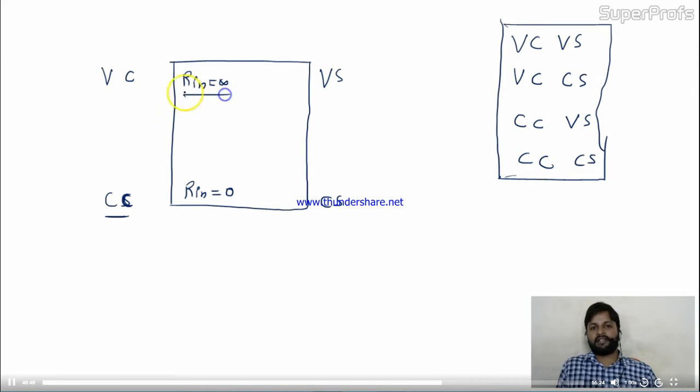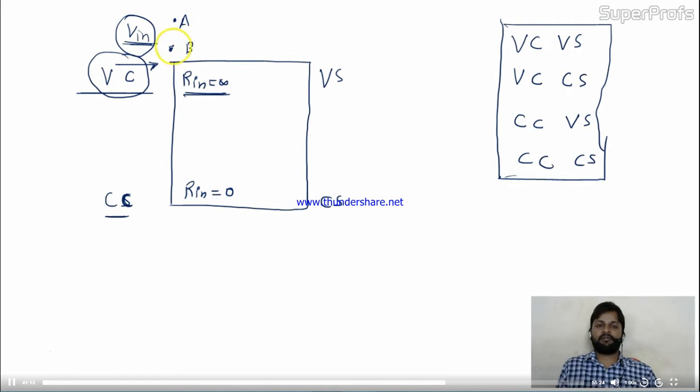R in infinity means you need the maximum voltage. You are applying voltage to something, so the entire voltage should be there at those points. Suppose you are applying some V in at the points A and B. You get the entire input when there is no drop of the voltage, when A and B are open circuited. Open circuited means they directly have the entire voltage. So open circuit means R in is infinity.